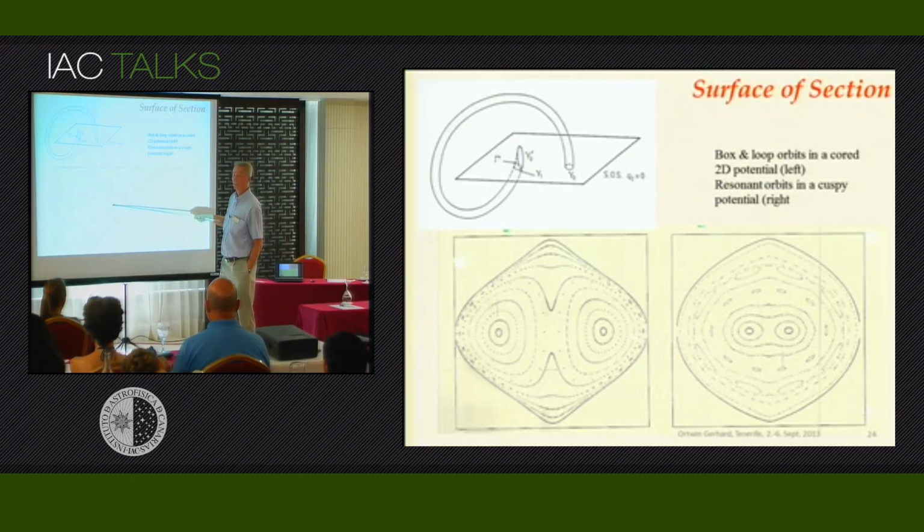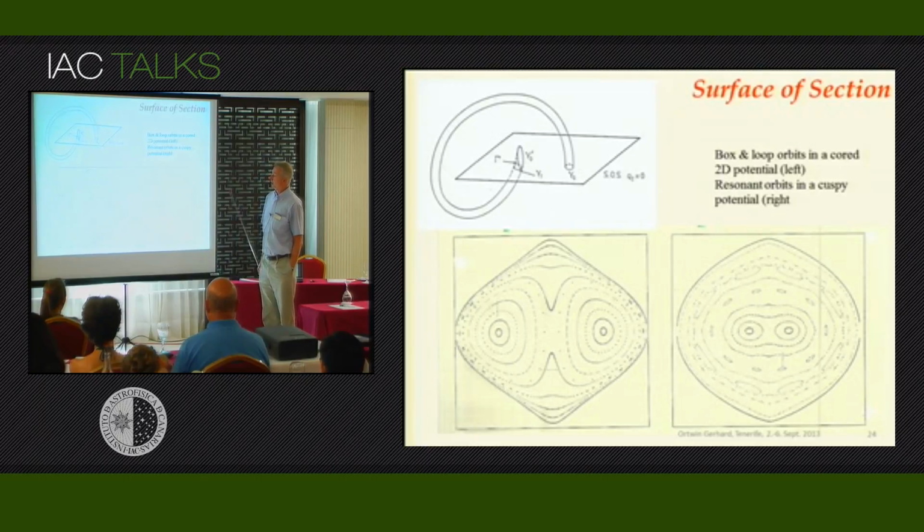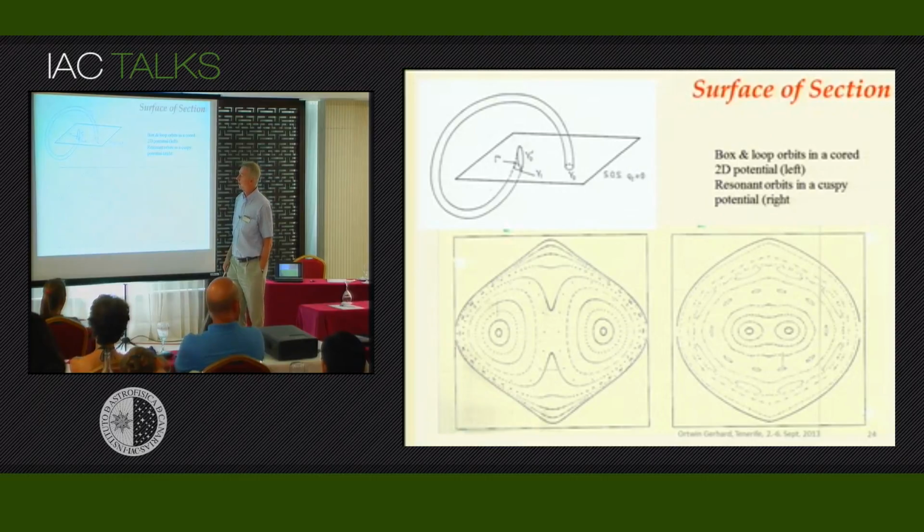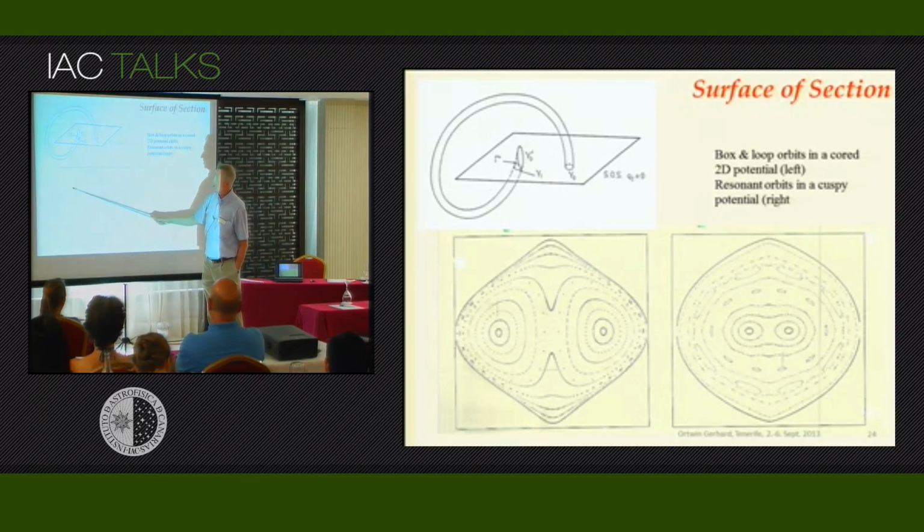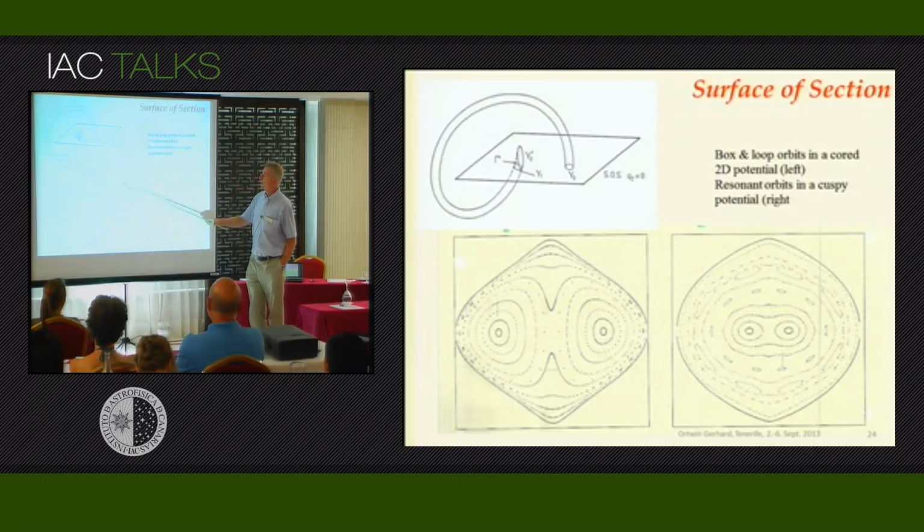Useful to explain the axes. Have I not? So one axis is the coordinate, the other coordinate, not Q2 equals 0, but Q1. And then the second axis would be the momentum in that, or the velocity in that direction, V1. And then Q2 equals 0, and the V2 velocity is positive and is given by the energy at any point when the orbit goes through the surface of section.